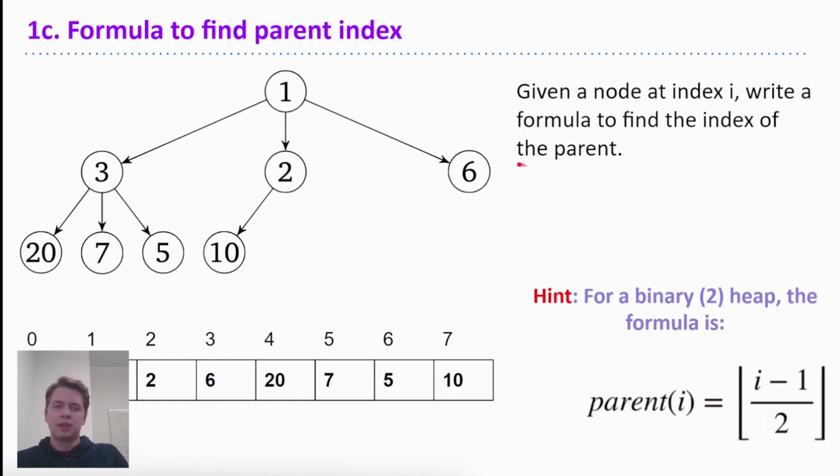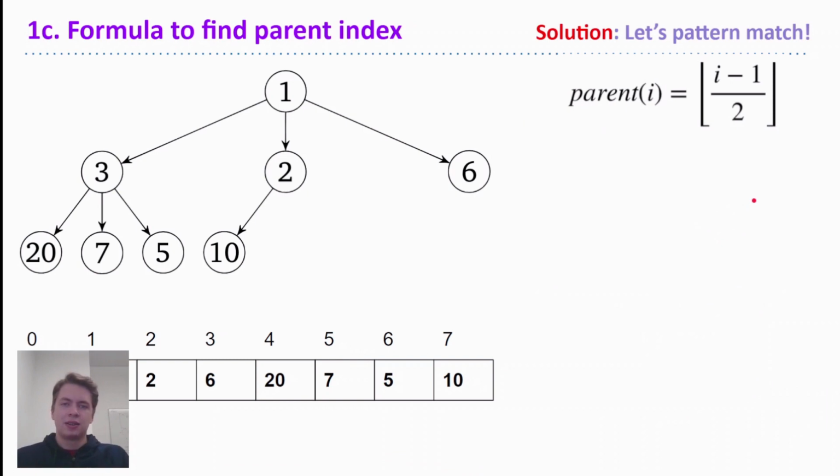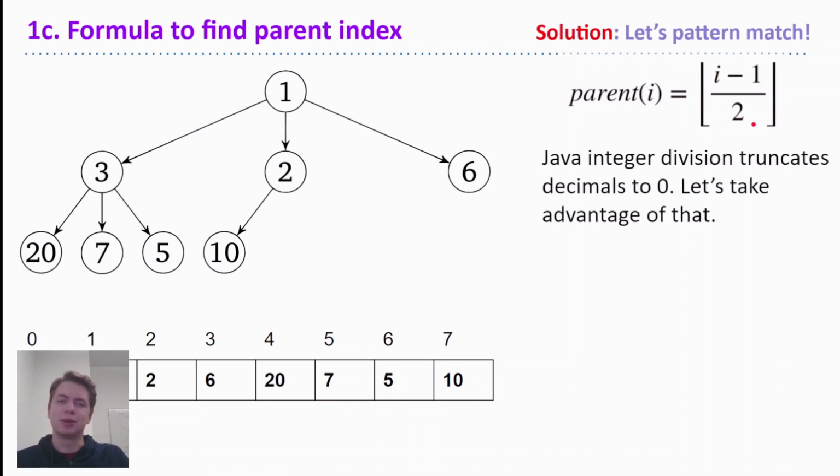So now, given a node at index i, what's the formula to find the index of that parent? And this is the formula for a binary or 2 heap. Well, just looking at it, we notice that there's a 2 here, and this is the formula for a binary heap. So what if we just pattern match and replace this 2 with a 3 and keep everything else the same? That seems like a valid approach to coming up with this formula.